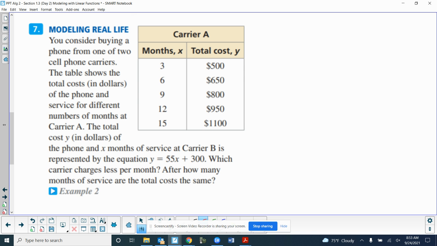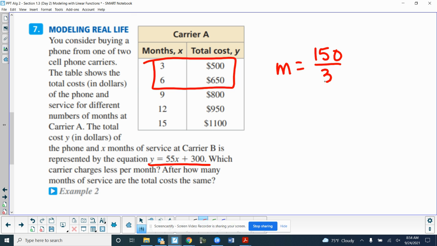That was like the example we did yesterday. We had to figure out carrier A. They gave us carrier B already. So we had 2 points. I guess I would just use the first 2 points. What's 650 minus 500? And what's 6 minus 3? So we got a slope of 50 again.